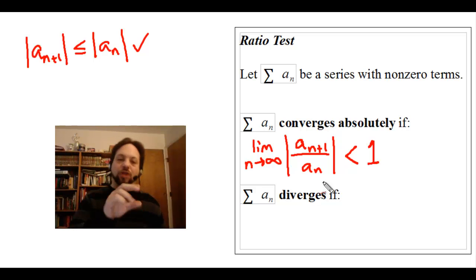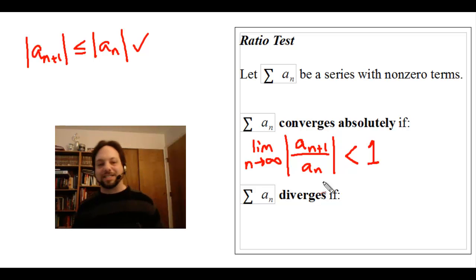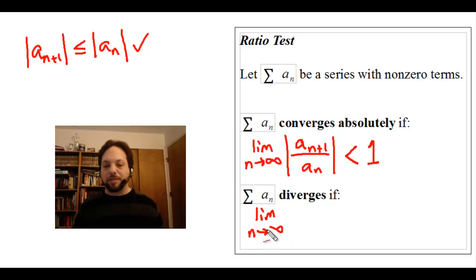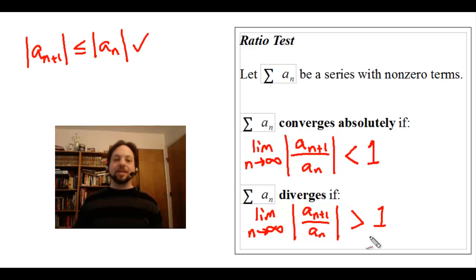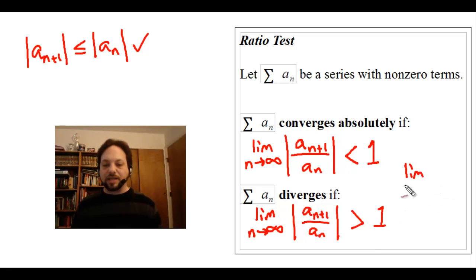So if the terms are getting smaller, then we have that the magnitude of this ratio must be less than 1. In fact, I've already told you how to tell if this is diverging. We're going to use the same type of test. We're going to, again, look at the next term compared to the current term. But if that is greater than 1, that means the terms are growing, and certainly the series is going to diverge.